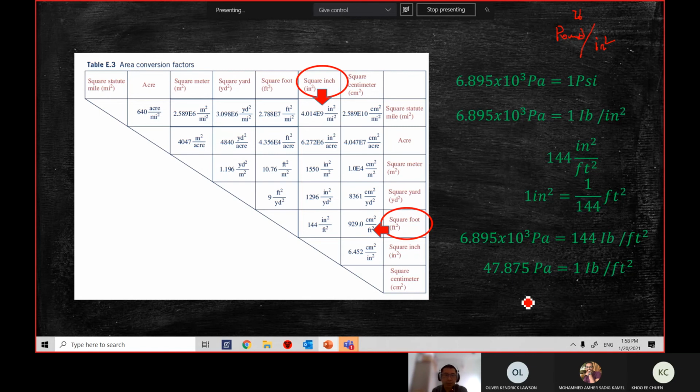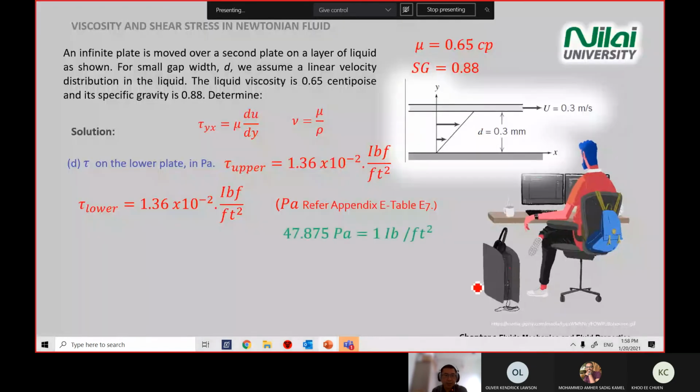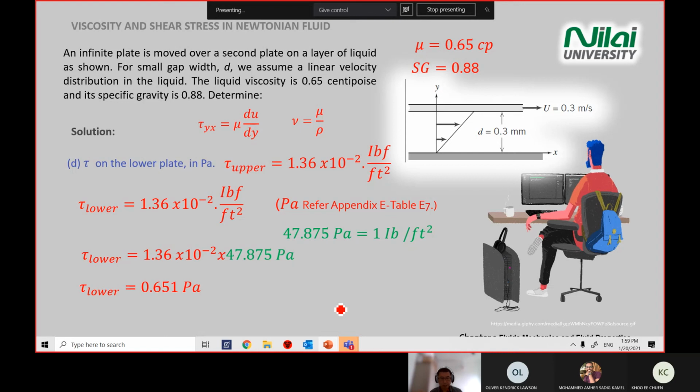You put this number back to the drawing board. You convert pound over feet square into Pascal by the conversion that we did just now. You multiply, and the answer you get is in Pascal. Any questions so far? Any question for this conversion? Try to get familiar with the material you have.